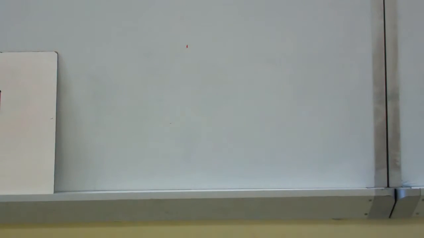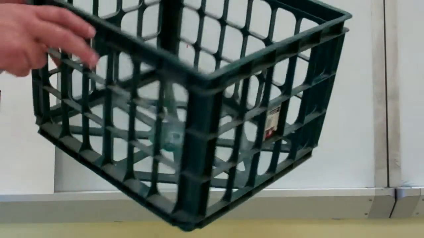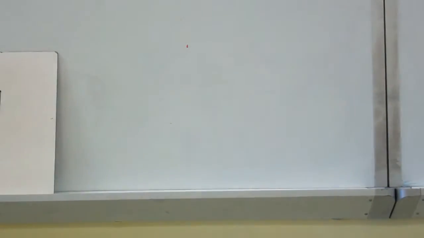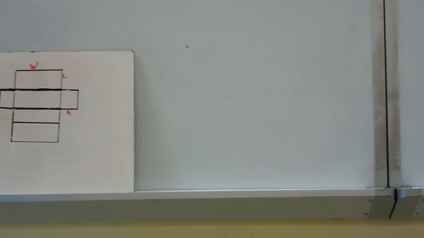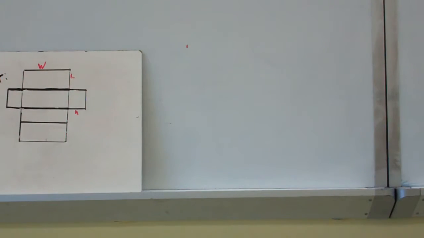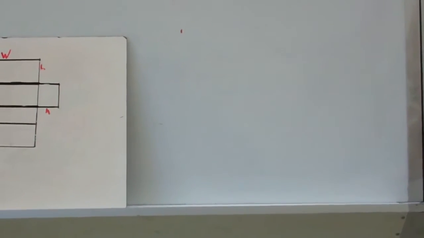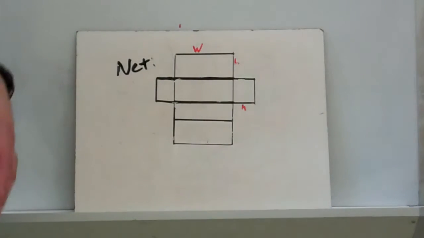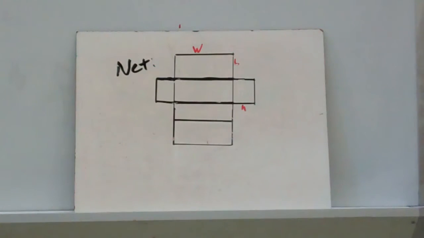Or as another example, we have this crate. It's three dimensions here. So when we start talking about our three-dimensional figures, and we're going to move into surface area in just a minute, what we want to start talking about is what these figures look like if we were to cut them open and lay them flat. That's what we call a net.